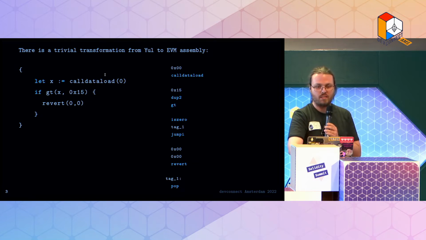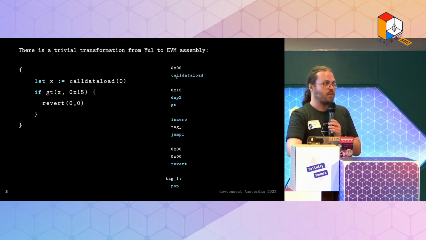So the trivial transformation from Yul to EVM assembly just walks down the lines of the Yul AST basically, and for an expression, for the call data load, for example, here evaluates the arguments right to left. Here it's only one argument, that's the 0, so I first have the 0, then immediately can emit the call data load, and then I call this value I just generated x, so I have to remember that this is the position of the variable x on stack.